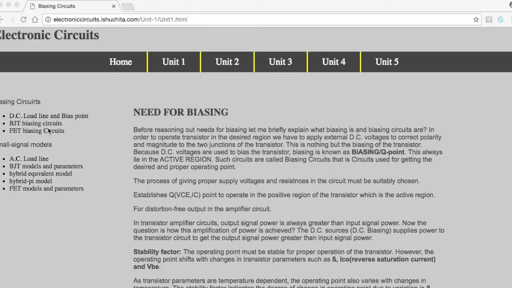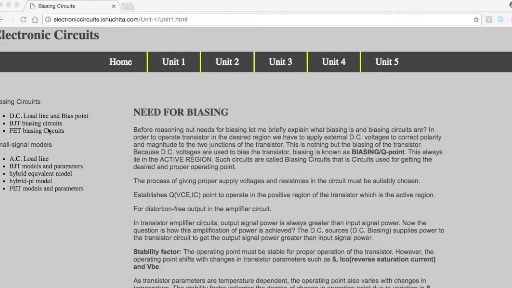So what do you understand about biasing? Before reasoning out the needs of biasing, you should understand the meaning of biasing. In order to operate a transistor in a desired region, and I hope you know there are three regions: the cutoff region, the saturation region, and the active region. For the transistor to operate in a particular region, we have to apply external DC voltages or current of correct polarity and magnitude to the two junctions of the transistor, and this is called biasing.